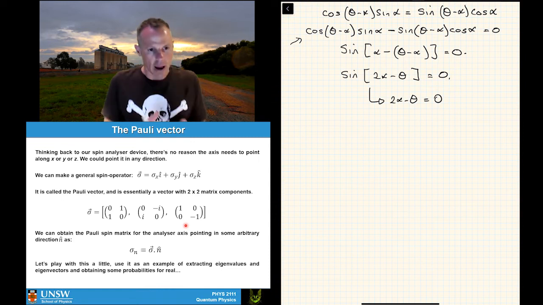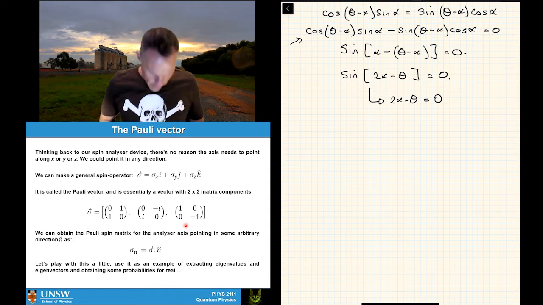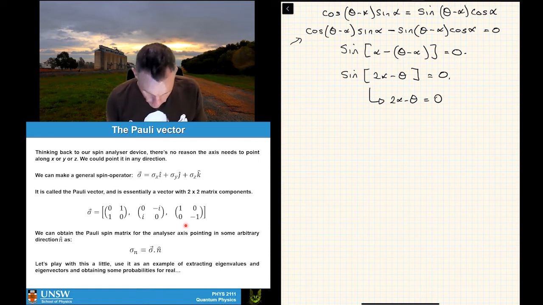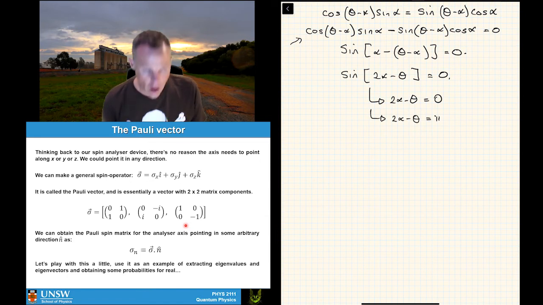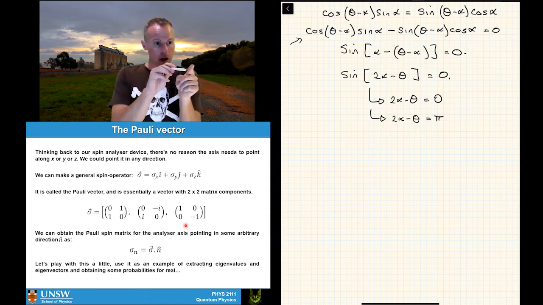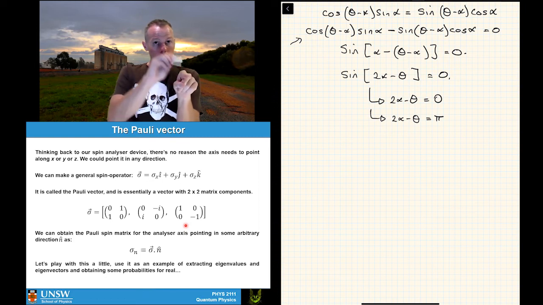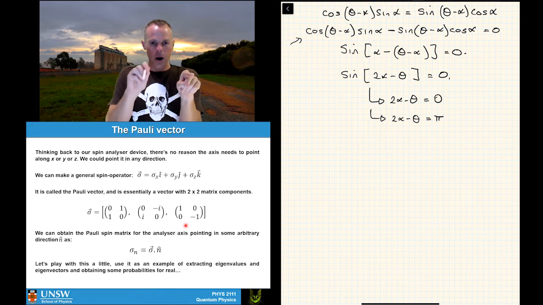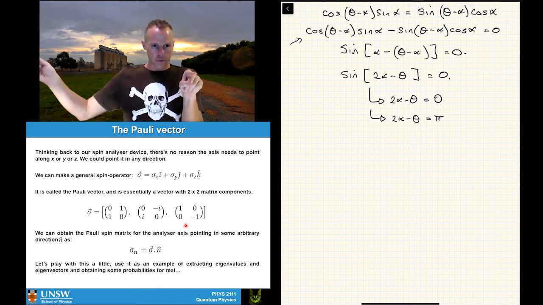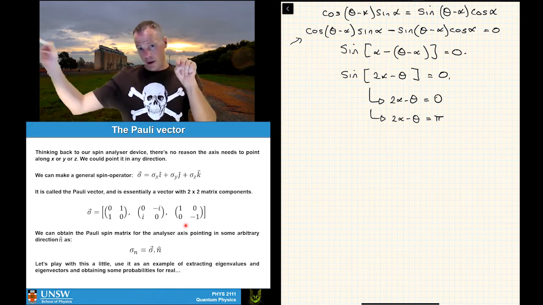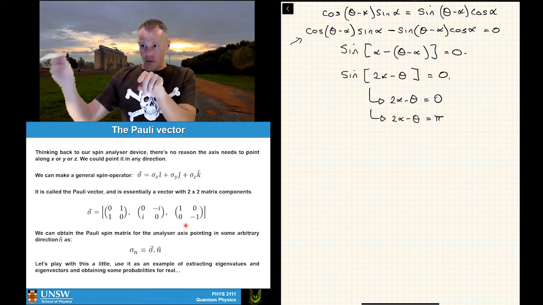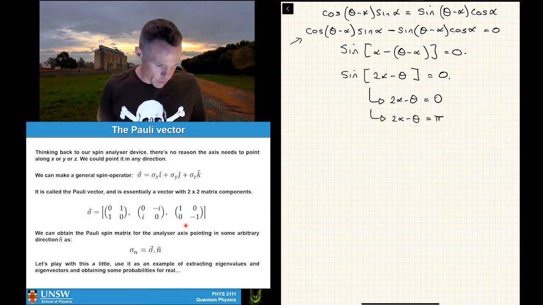And that would be a mod 2 pi thing, or a mod pi thing. And the other possibility that we have here is 2 alpha minus theta is equal to pi. If you think about a sine function, it's the one that starts at the origin and does this. And so the places where it's equal to 0 is 0, pi, 2 pi, 3 pi, and so forth. 0, 2 pi, 4 pi are one group. Pi, 3 pi, 5 pi are the other group.